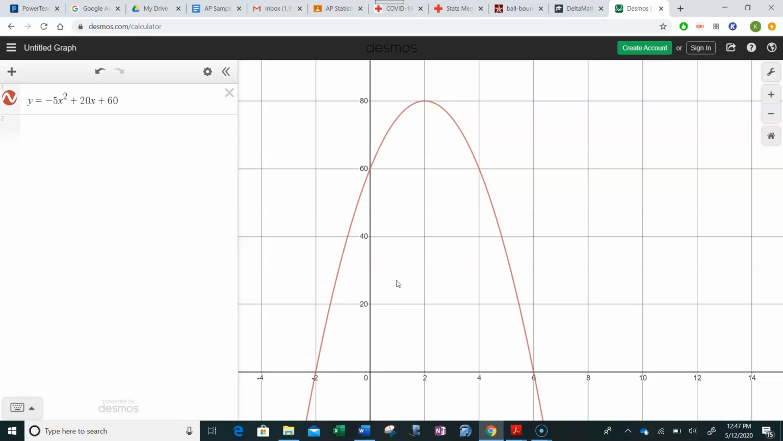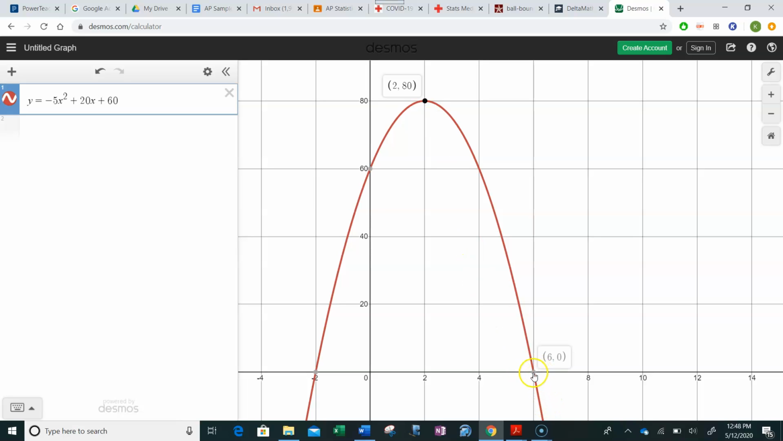Then you want to start looking for the key features of the parabola. So guys, our key features are things like the vertex, the x-intercepts, the y-intercept. These are our key features of our graph. So if we come up here and we click on this vertex, it's going to tell us what it is because Desmos knows that these are the key features. So that is the point (2, 80).